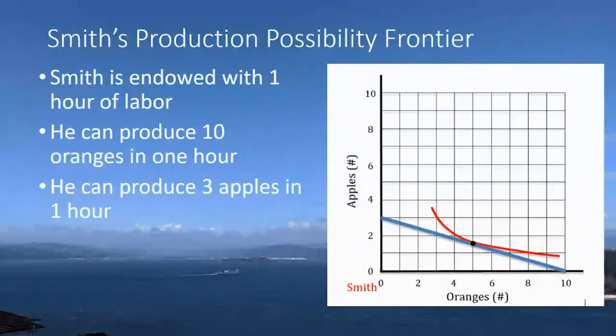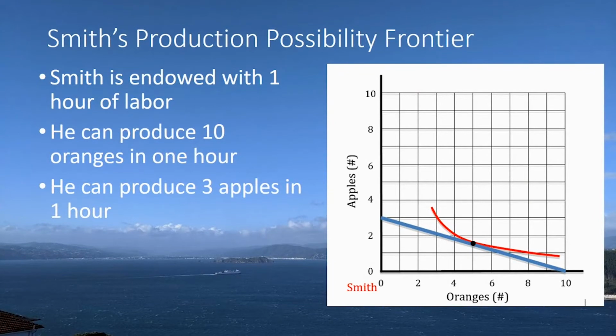So if you wrote 3 apples per 10 oranges, we won't mark you wrong. But if you're going to have to do calculations with these later on and manipulate the units sometimes, it's just easier, I think, to keep track of things if you write 3/10 apples per orange. Just some suggestions or advice there. Okay, so that's Smith's opportunity cost for oranges.